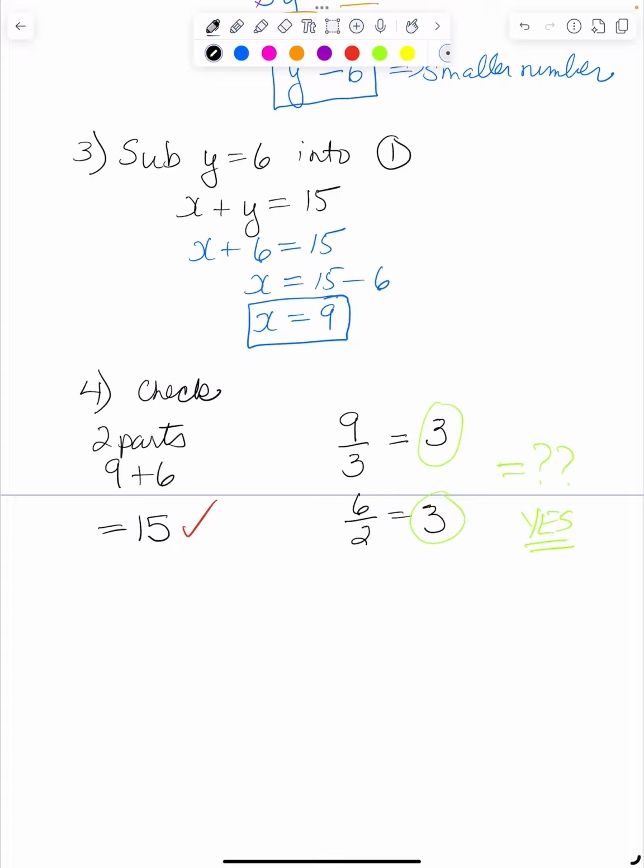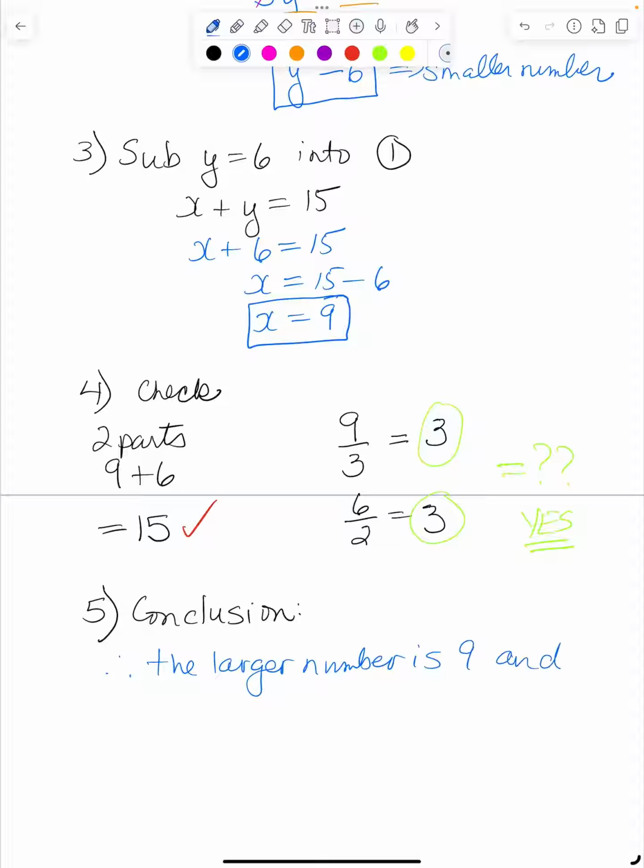Now, step number 5 is you write your concluding statement or your conclusion. And that is, therefore, the larger number is 9, and the smaller number is 6. Finished.